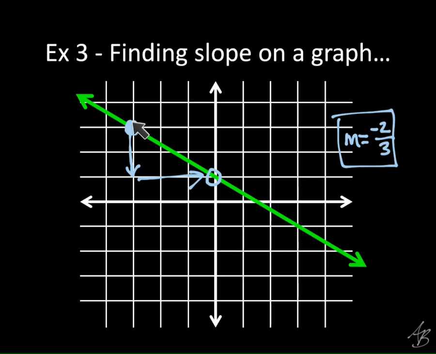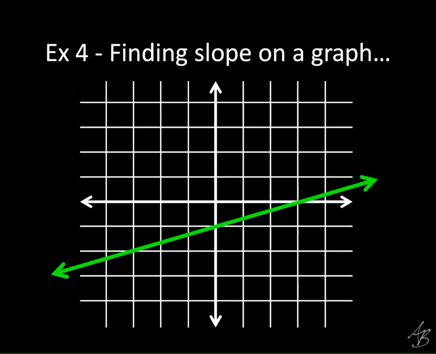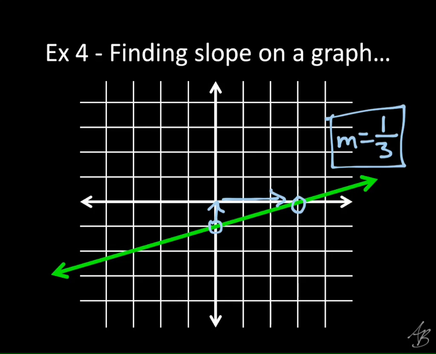If you use this lattice point and this one, you would get negative 4 over 6, which also reduces to negative 2/3. For example 4, if we pick 2 lattice points next to each other, say this one and this one, then our rise is going to be up 1, so that's positive. And then our run is going to be 3, so it's going to be positive 1 over 3, and that's going to be your slope. Again, if you use different lattice points, you might get 2 over 6.